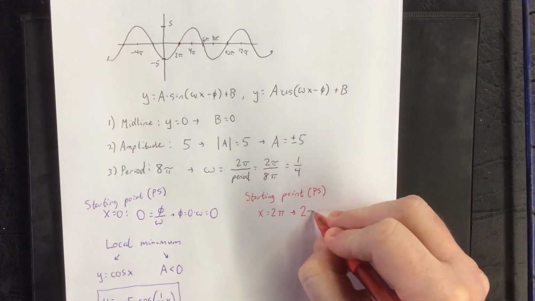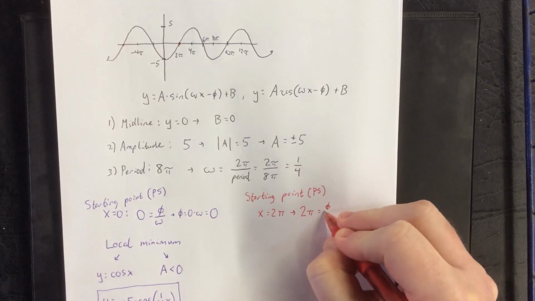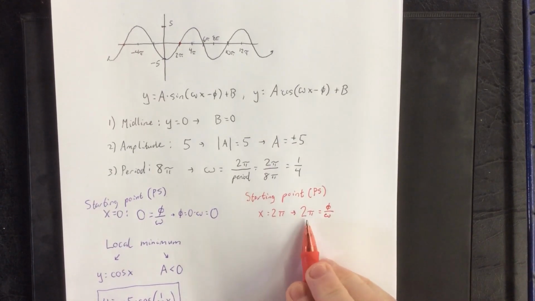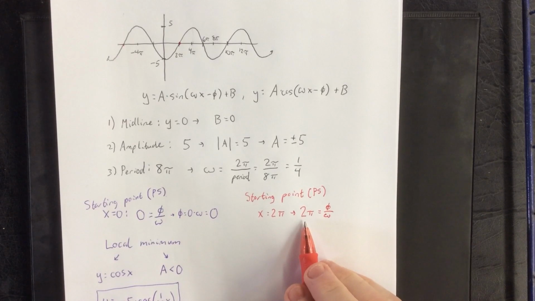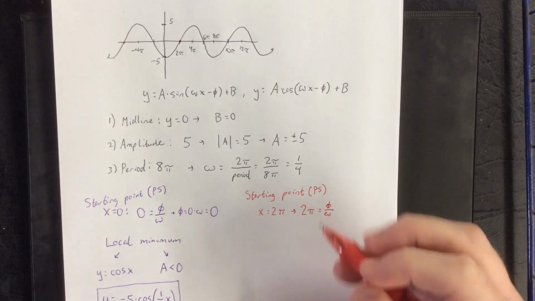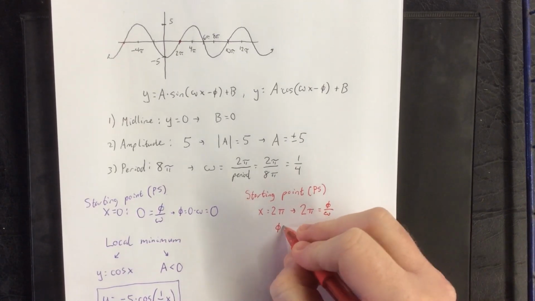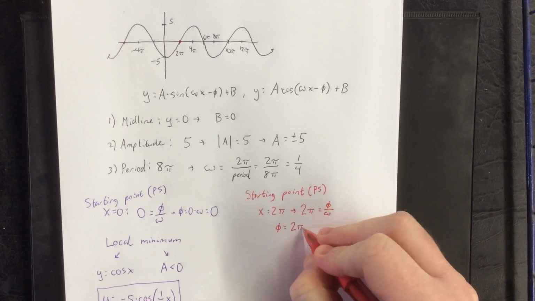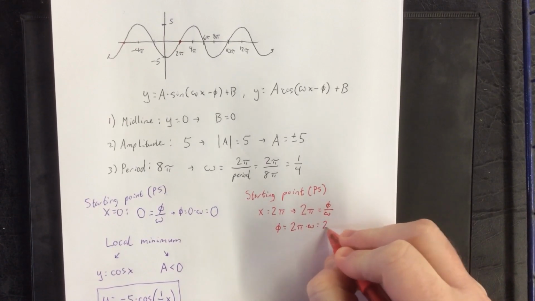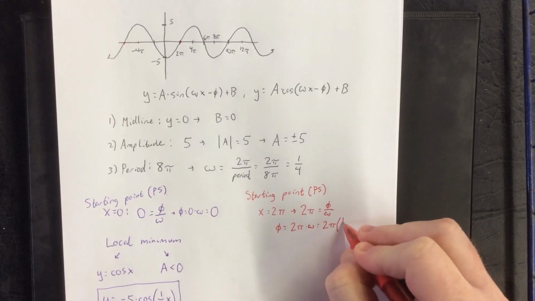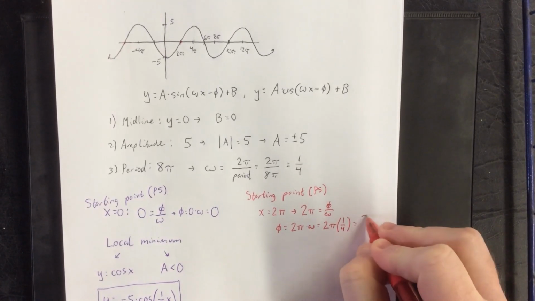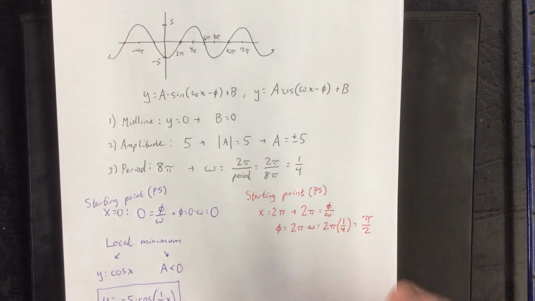So what we're saying is that 2 pi is equal to phi over omega. Starting point and phase shift are synonymous. Now, solving this for phi, we get phi is equal to 2 pi times omega. Then we'll actually plug in the value of omega, which is 1/4, and we'll get that phi is equal to pi over 2.